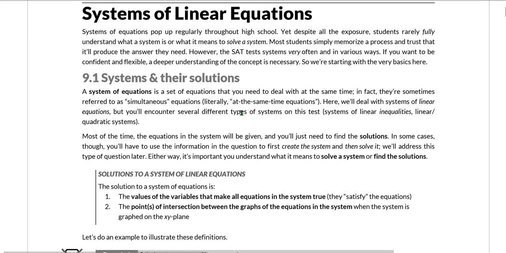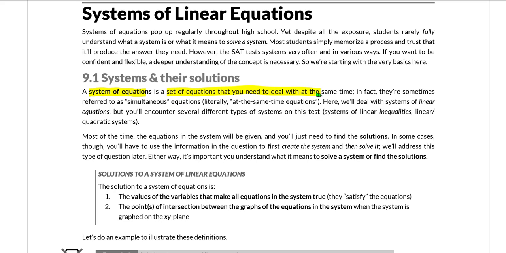So we are going to take quite a deep look at systems in this section to make sure that we do have all of that underlying knowledge. Systems and their solutions. First things first, we've got to talk about what it means to solve a system of equations, and we should actually start with something even more basic, which is a little definition here.